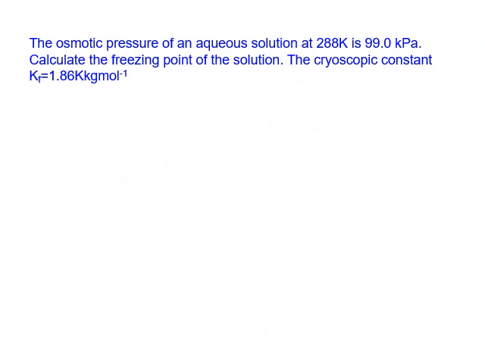Question number 3. The osmotic pressure of an aqueous solution at 288 Kelvin is 99 kilopascal. Calculate the freezing point of the solution. Now, from the last question, we see that to calculate the freezing point, we need to know the molality of the impurity. The last question told you how much sugar is added, and from there we calculated the molality. Here, we don't know the grams, we don't know the volume. How do we calculate the molality? Well, there's one additional piece of information, and that is the osmotic pressure is 99 kilopascal.